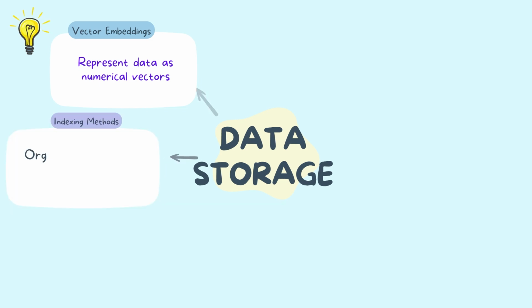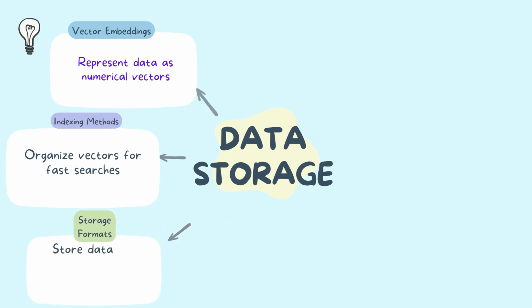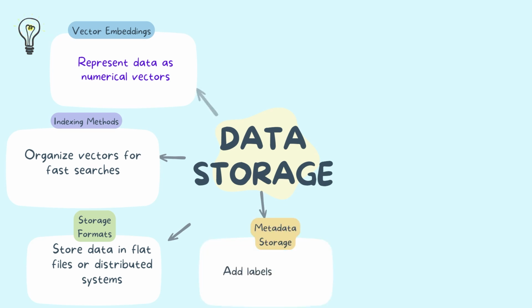Indexing method. Organize the vector database for fast search, with index methods like hash methods and other things for fast searches. Storage formats. Store data in flat files or distributed systems. Metadata storage. Add label tags for filtering.